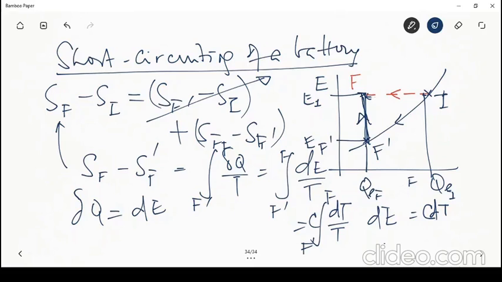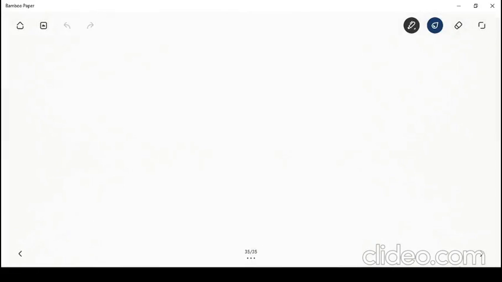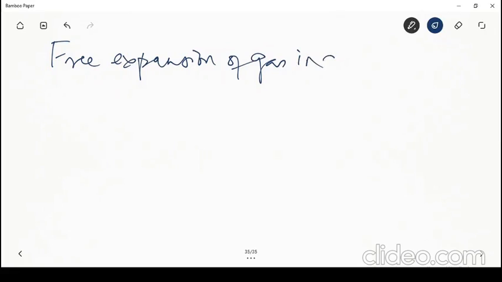Exactly in the same fashion, we can also evaluate the change in entropy for an irreversible process of expansion of a cylinder piston, let us say. So let us take that example here. So, free expansion of gas in a cylinder piston.